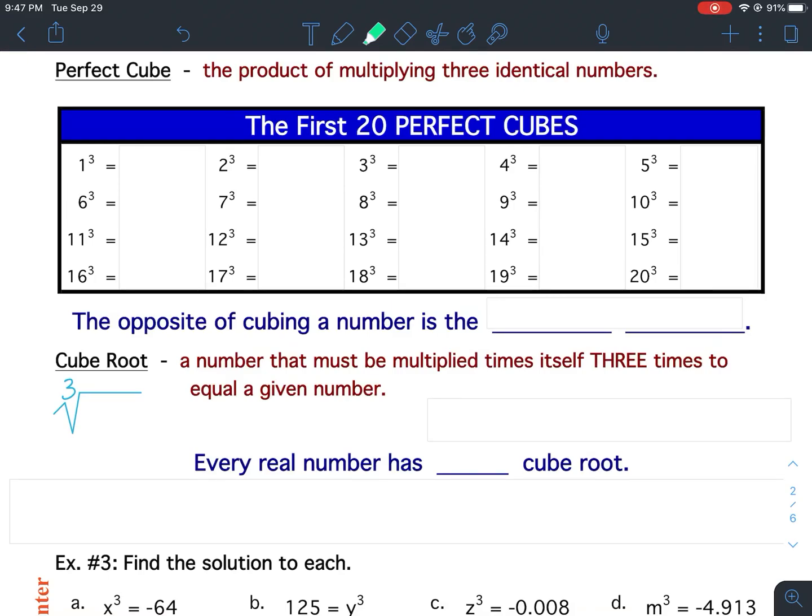Square roots and cube roots, lesson 3 notes. Now we're going to talk about cubes. First of all, we're going to start with a perfect cube. Go ahead and write down this definition, and while you're at it, you might as well write down the definition for cube root down here at the bottom. Okay, so pause your video and write down those two definitions.